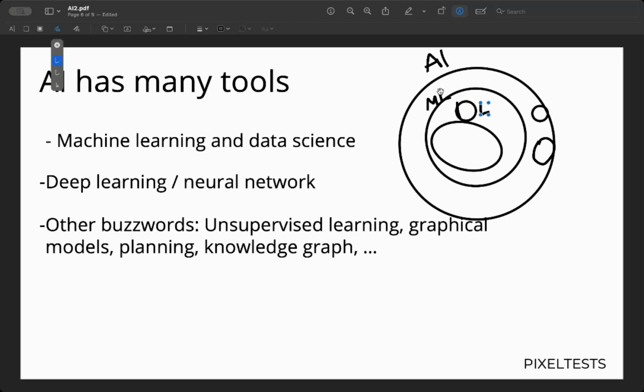So now machine learning is a subset of AI. Deep learning is a subset of machine learning, right? Deep learning or neural network. But there could be a lot of other things which are machine learning, but not deep learning or neural networks, right?